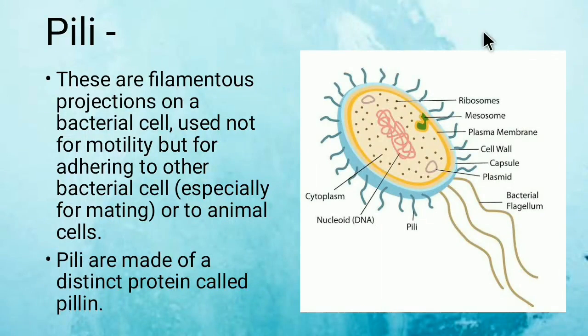Pili. These are filamentous projections on a bacterial cell used not for motility but for adhering to other bacterial cells or to animal cells. Pili are made of a distinct protein called pilin. They take part in conjugation.